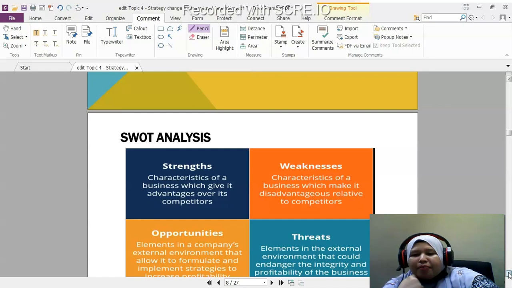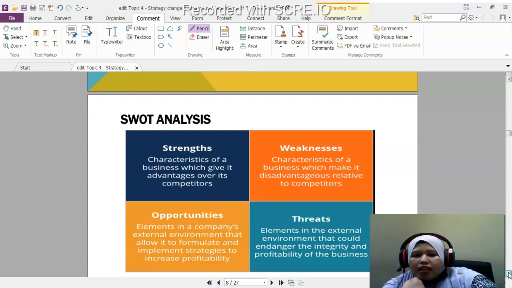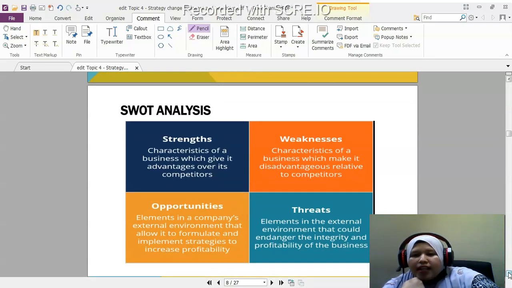What do we mean by SWOT analysis? SWOT stands for strengths, weaknesses, opportunities, and threats. Most organizations need to do the SWOT analysis before they make the changes. Strength: what is the first thing that is a strength? A characteristic of a business which gives it advantages over its competitors.